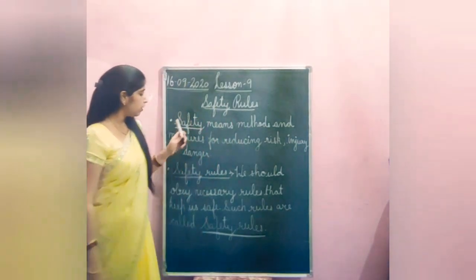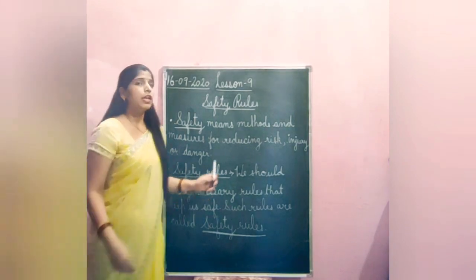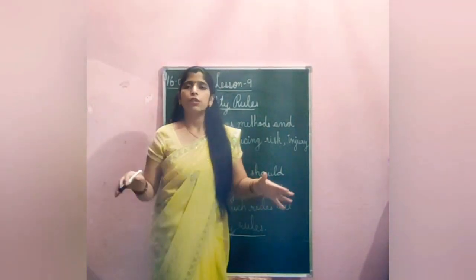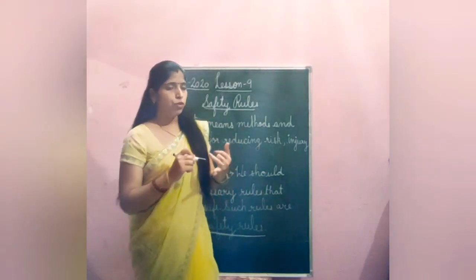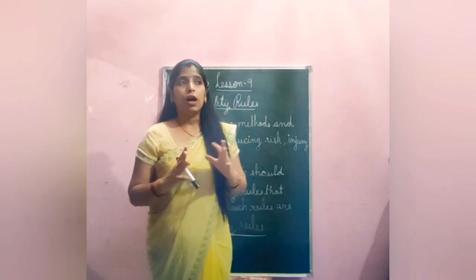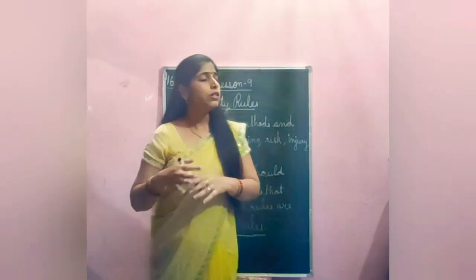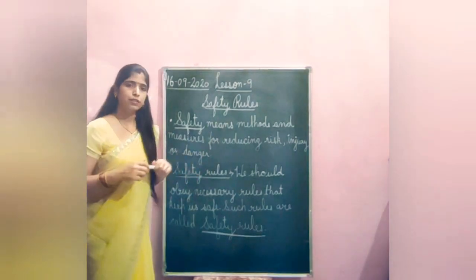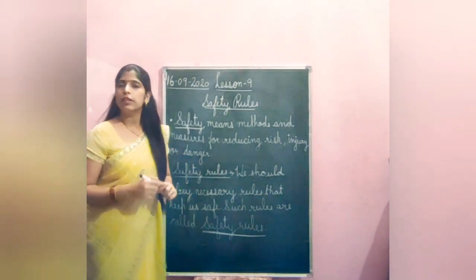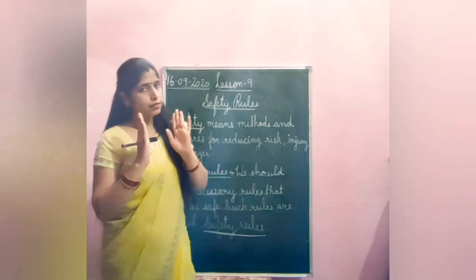Okay. Now the next thing I have written is safety rules. Children, when you go to school, there are certain rules for the school. You have to come in uniform, you have to come on time, you have to come neatly, you have to follow the school rules for different purposes. So safety also has some rules. One should always follow these safety rules to be safe.